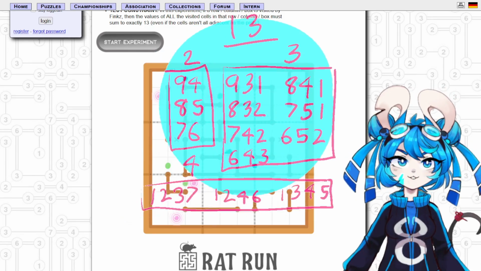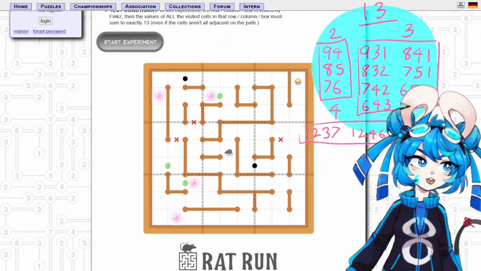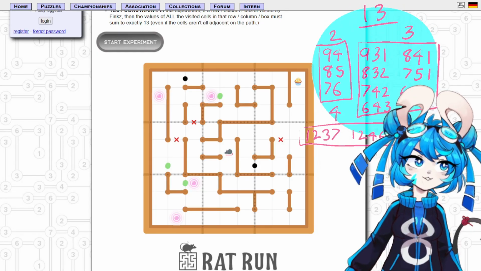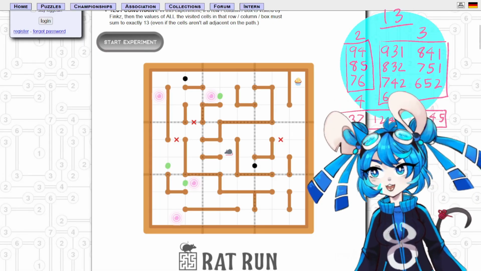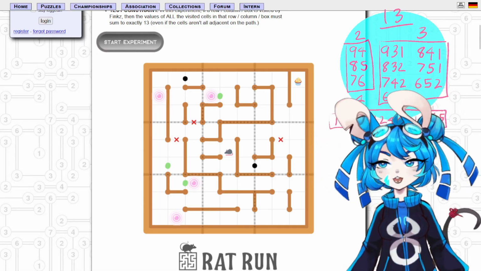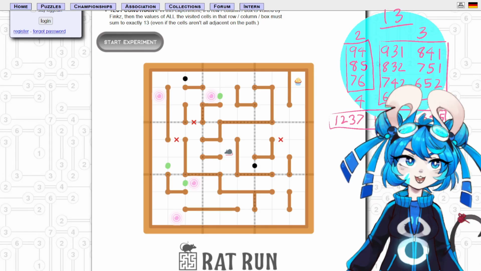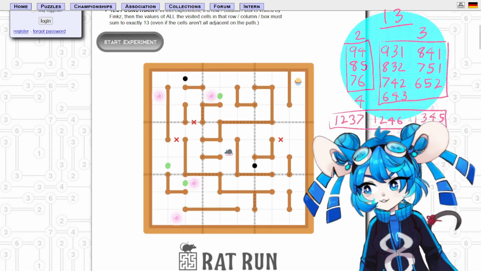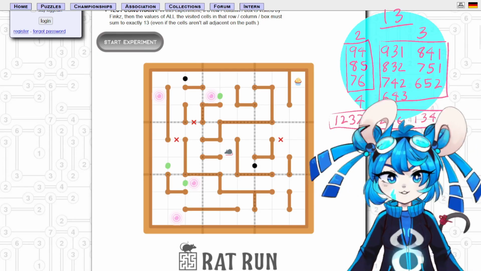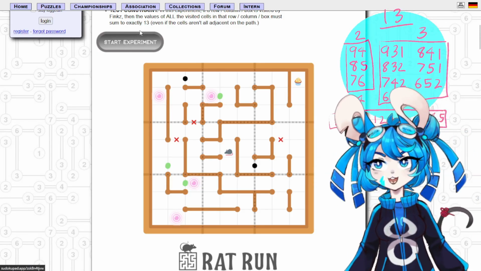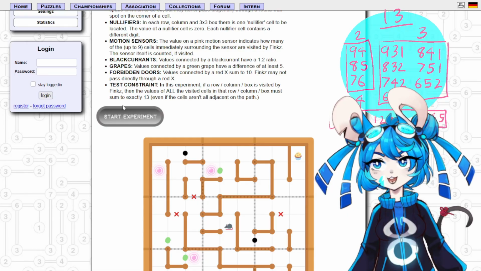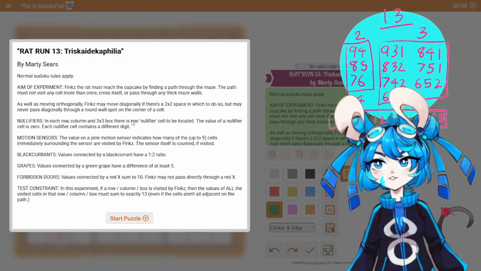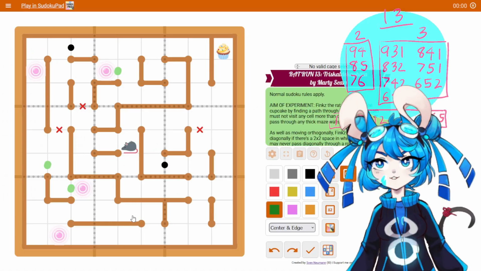Put this up here. I probably won't really be looking at this very much because we have nullifier cells, which means that normally it would seem that we could only visit 4 cells maximum in each row, column, and box to make 13. But because we have a nullifier cell, the value of which is 0, we can add that to any sum and it won't change. So we already know all the rules, so let's just get started.